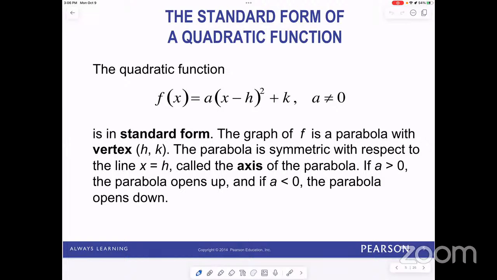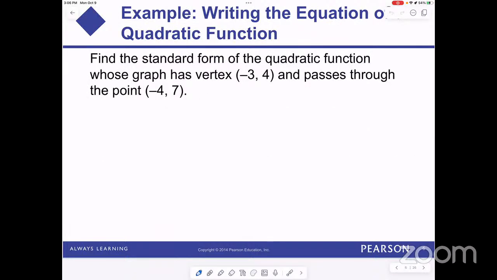Here we're asked to find the standard form of a quadratic function whose graph has this vertex and passes through this point. If you have a formula sheet, this is a good formula to add to it: the standard form of a quadratic.